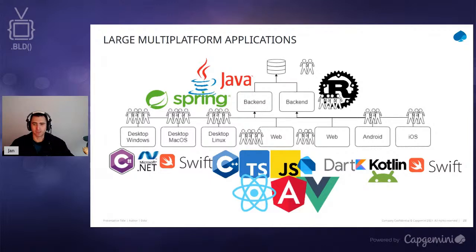That is a huge variety of languages, and you'll typically have a separate team for each of these. And then in between, you might have something like Swagger to generate certain things that can be used across these platforms.